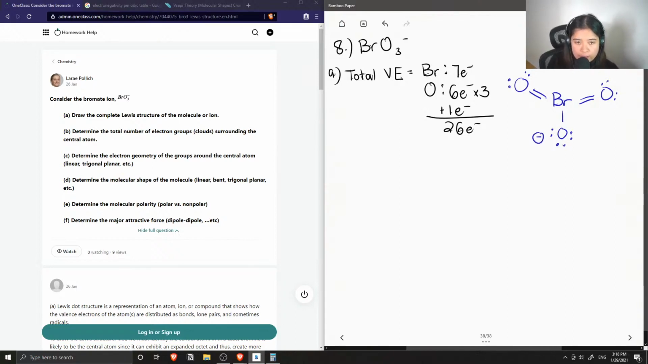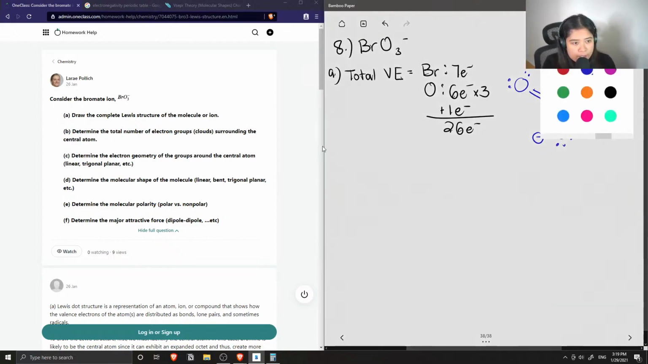So let's count out how many electrons I've drawn so far. Each bond contains 2 bonded electrons, so we have 10 bonding electrons, and then I'll just count out all the electrons in the lone pairs. So we only have 24 out of the 26 for this ion, so for the remaining 2 electrons, I'm going to place them as lone pairs on our bromine. Okay, so this is the Lewis structure of bromate.